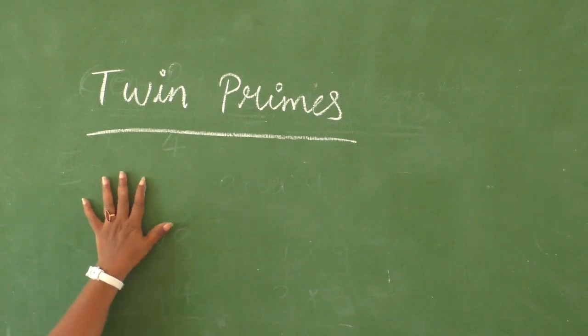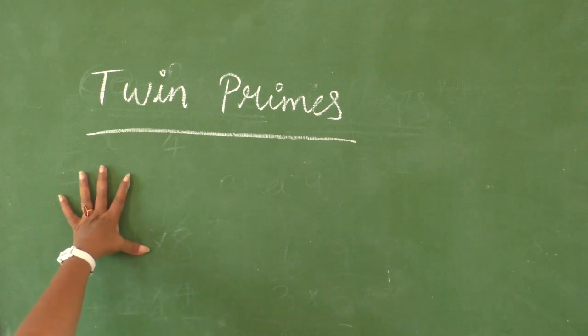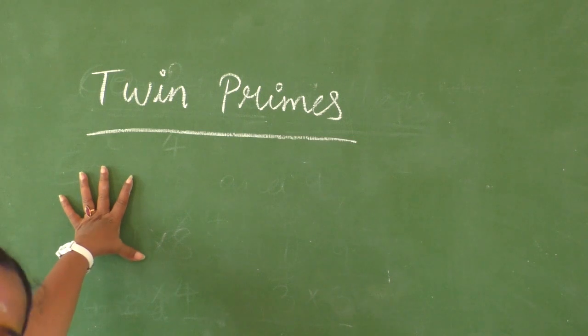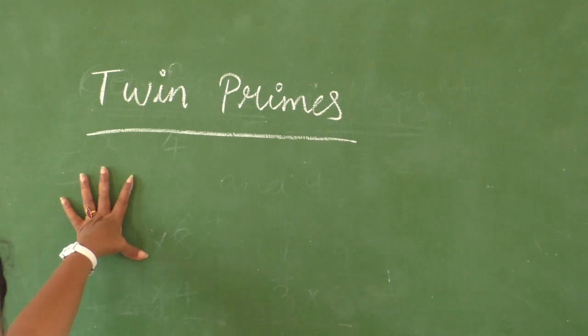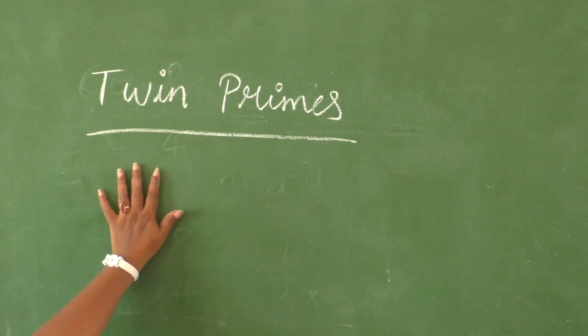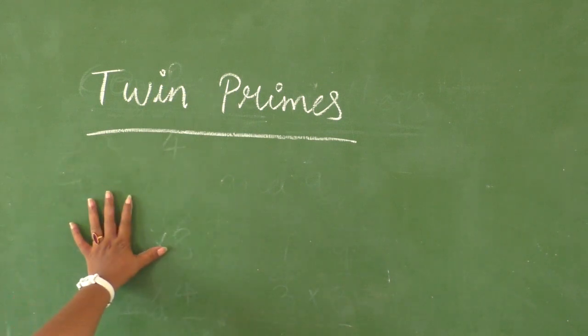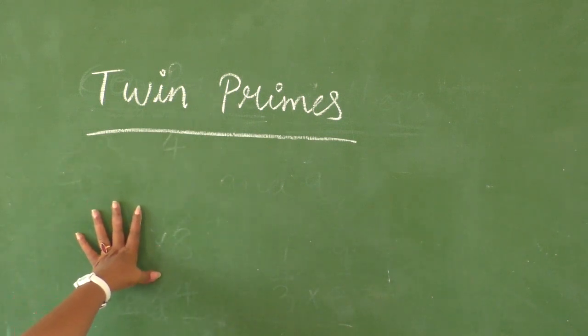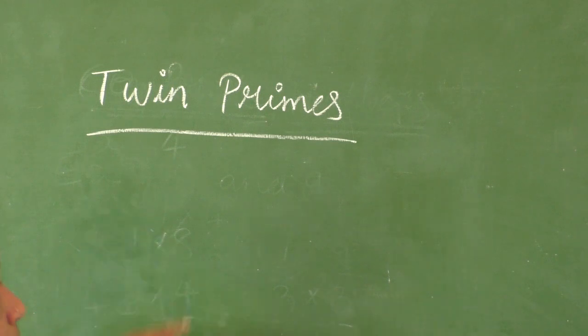Before, I gave one example for co-prime, where I took two numbers, 8 and 9. Are those two numbers prime numbers? No. The two numbers are composite numbers, but both numbers have only 1 as a common factor. That's why we call them co-prime. Now, twin primes means here we are going to take two prime numbers only.